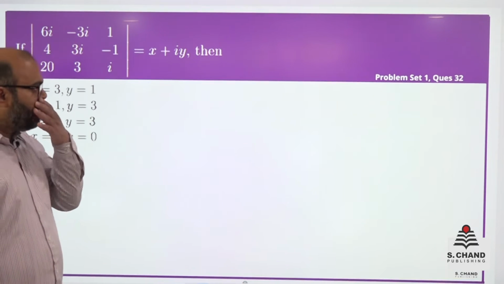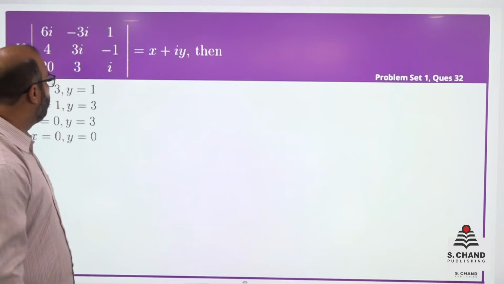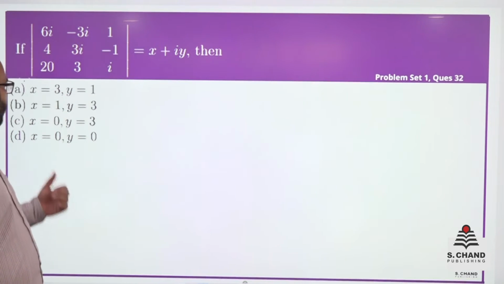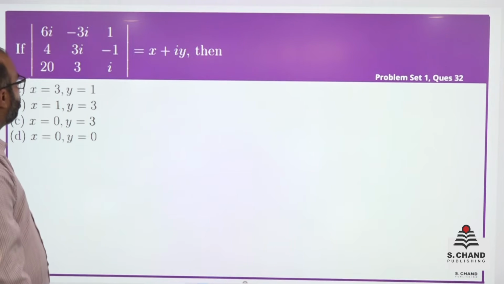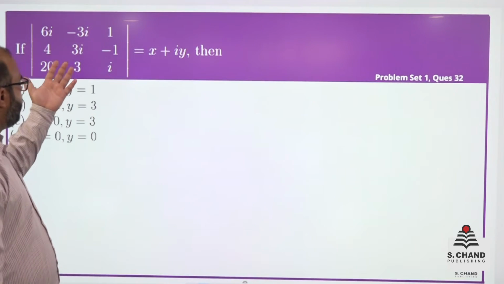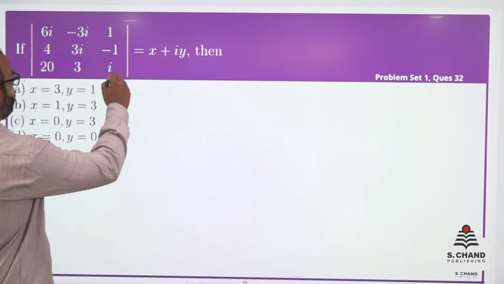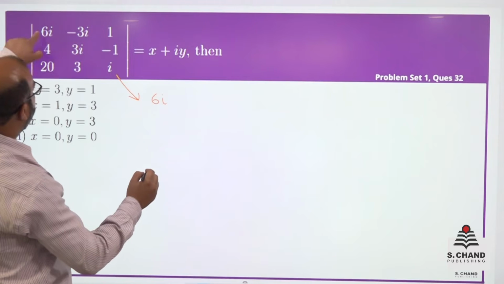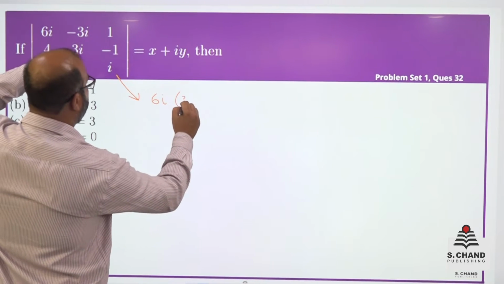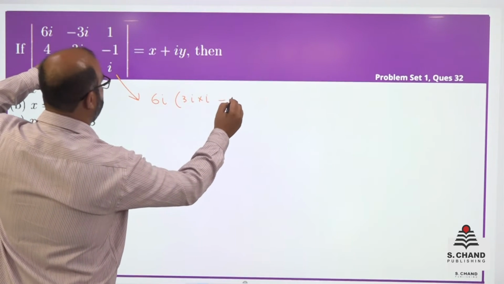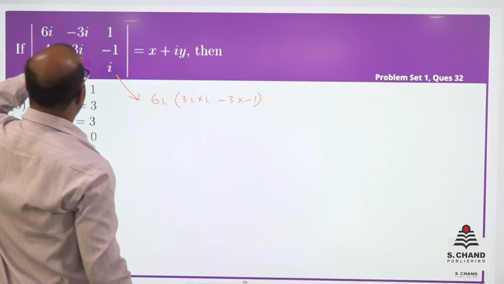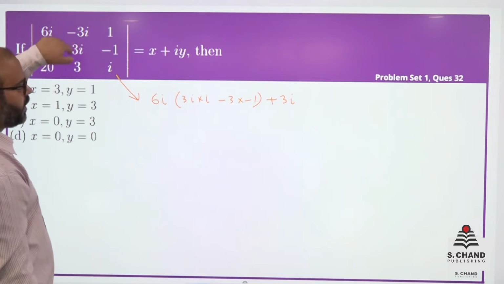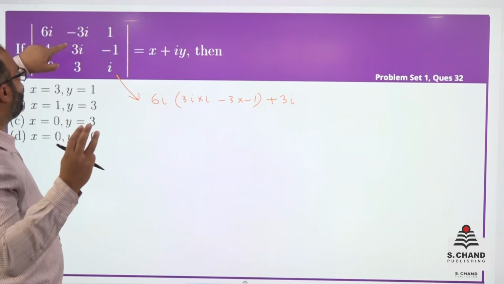Now next question we have, problem set 1, question number 32. If this determinant is equal to x plus iy, then find the value of x and y. So here we can do the expansion. There is no difficulty in doing expansion here. So when we expand it, 6i, and we eliminate this row and column, 3i into i, minus 3 into minus 1, then minus of minus 3i, that is plus 3i. Why minus? Because this is first row second column 3. So minus 1 to the power 3 is minus.